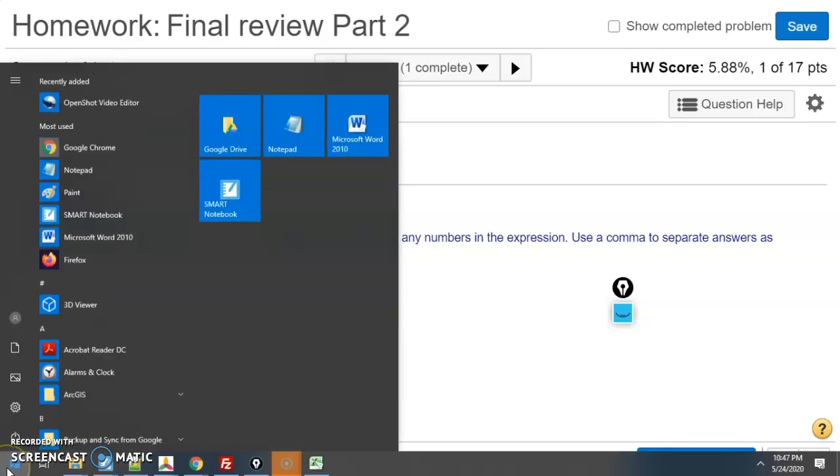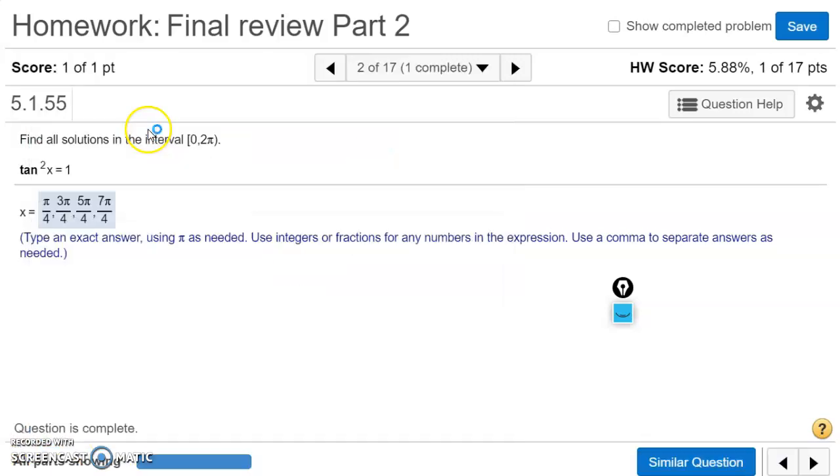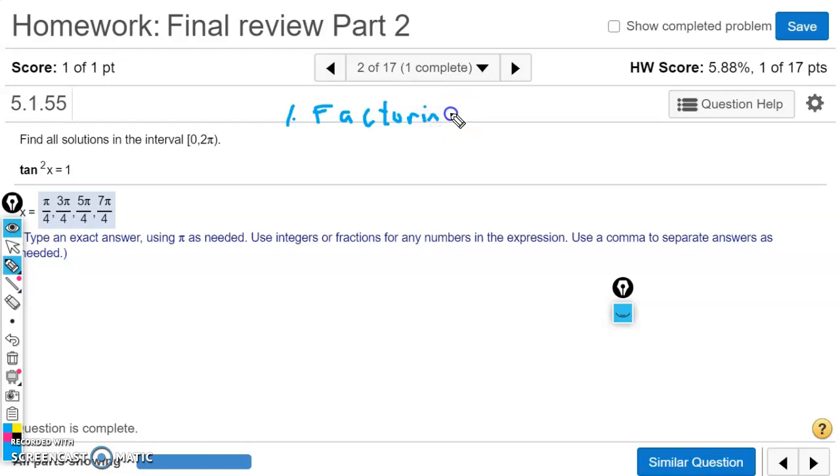Alright, let me get my marker ready here. So it's tangent squared of x equals 1. You're looking for an angle from 0 to 2 pi that would make this true. In fact, there's a lot of angles that would make this true from 0 to 2 pi. Alright, so it's a quadratic equation. Notice the square here. So the easiest way to solve quadratic equations is, well, factoring, okay? So you could try doing this one by factoring, or by the square root method, okay?